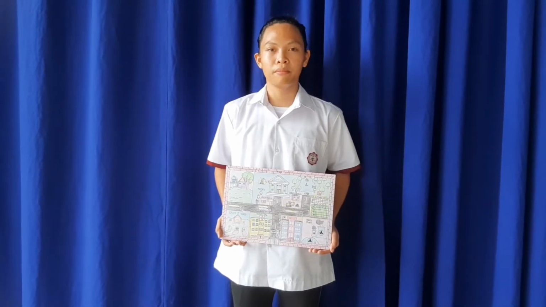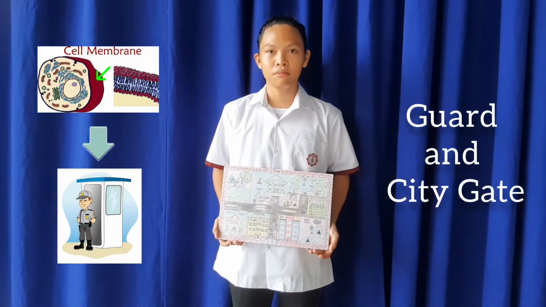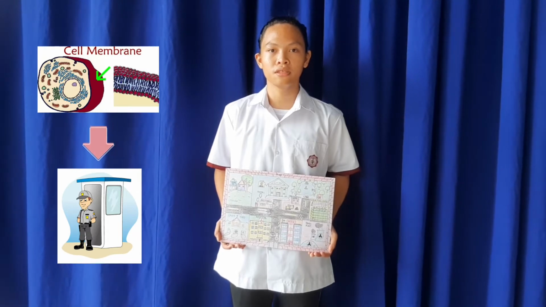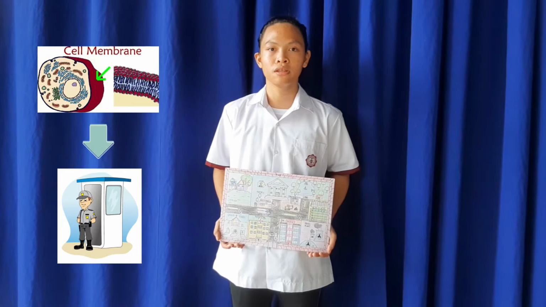Next is the cell membrane. The cell membrane is represented by the guard and the city gate because it regulates and controls who goes inside and outside of the city. Like the cell membrane, it screens out and controls what moves in and out of the cell.